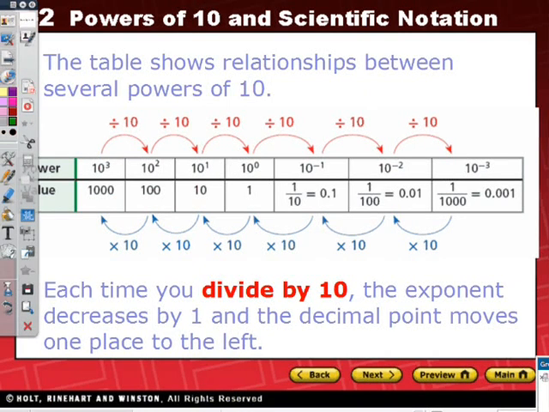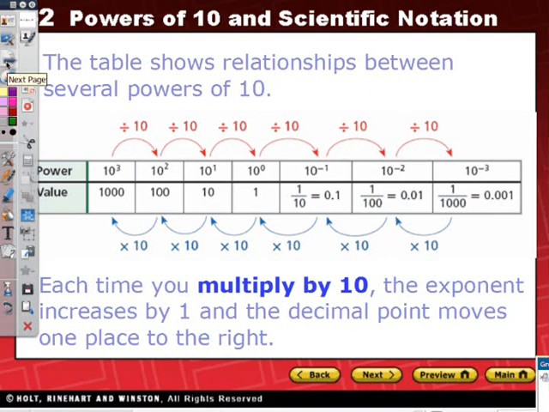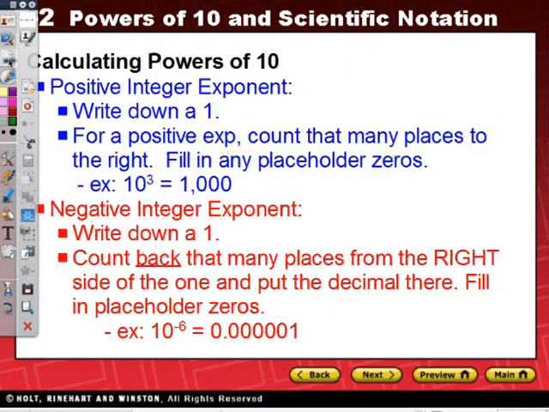I think the next one talks about multiplying by 10. It's the same chart, right? But the exponent increases each time by 1, and the decimal point moves one place to the right. So the numbers are getting bigger and bigger and bigger, right? Move that decimal place to the right and fill it in with a placeholder 0. This goes in the chart there in the middle of the page.